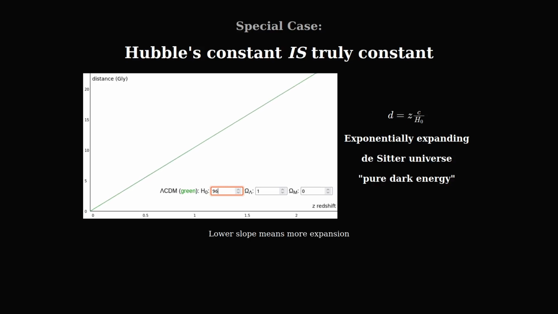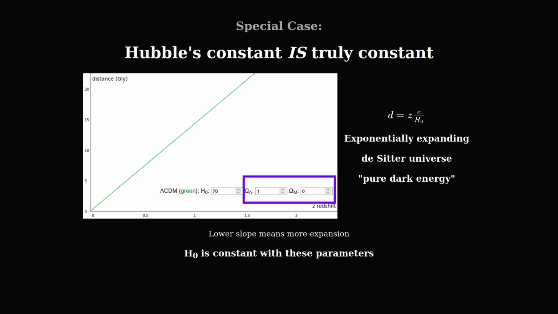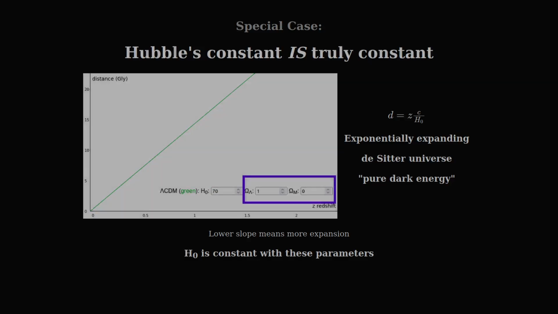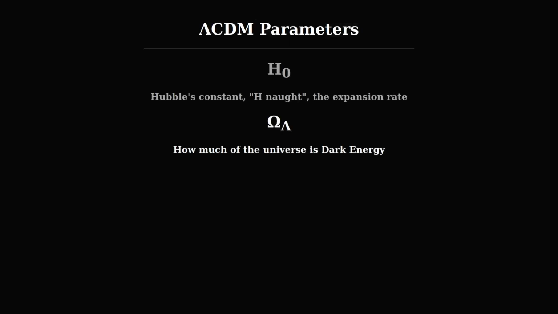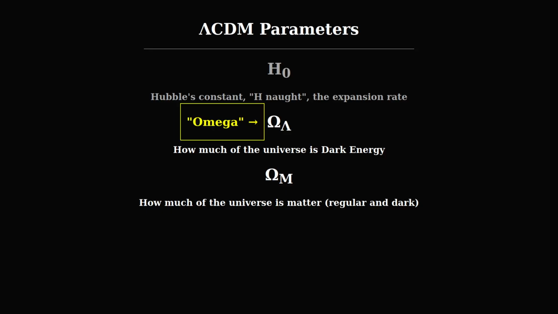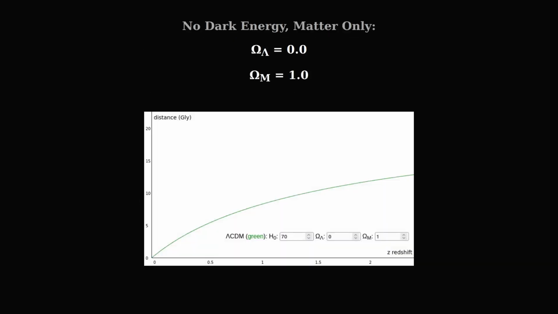And if the expansion rate were lower, then the slope would be higher because you need more distance to get that redshift. So I said this is a special case. This is only true, this linear relationship, with these particular parameters. So let's talk more about them. They are how much of the universe is dark energy and how much is matter. That horseshoe symbol is omega. So we have omega lambda and omega m.